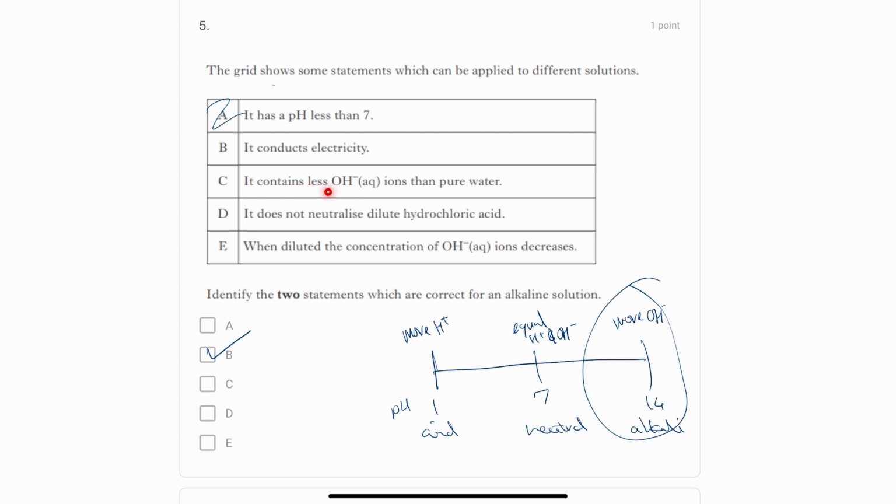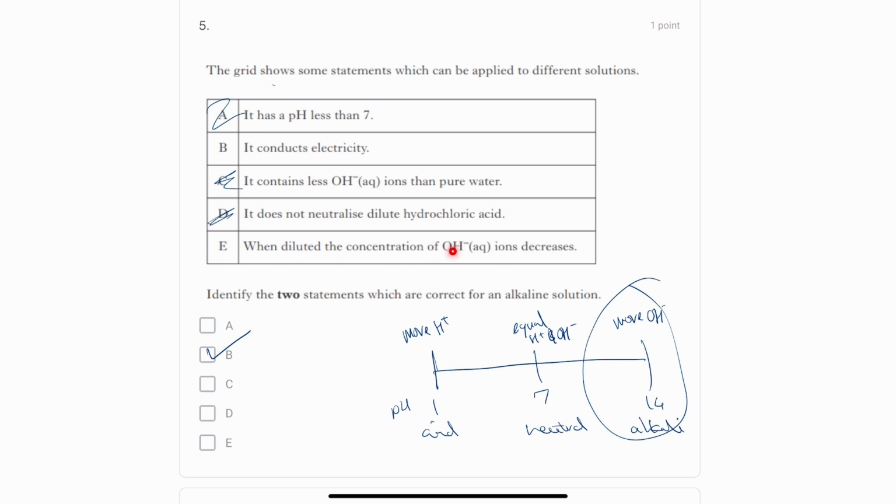Then it contains less hydroxide ions than pure water. So we actually can see from our scale that it has more hydroxide ions than pure water. So that's not a true statement. It does not neutralise dilute hydrochloric acid. So an alkaline solution will neutralise an acid. So that is not a correct statement.